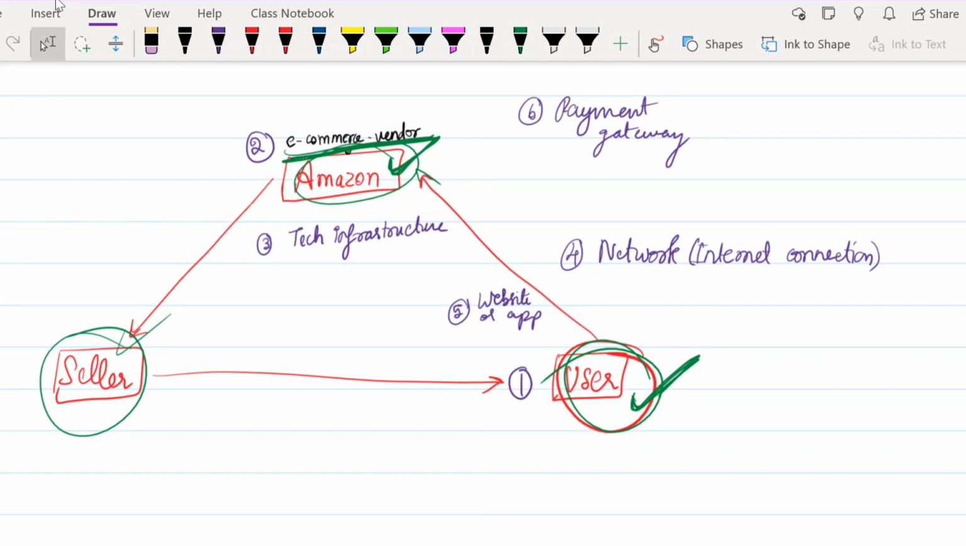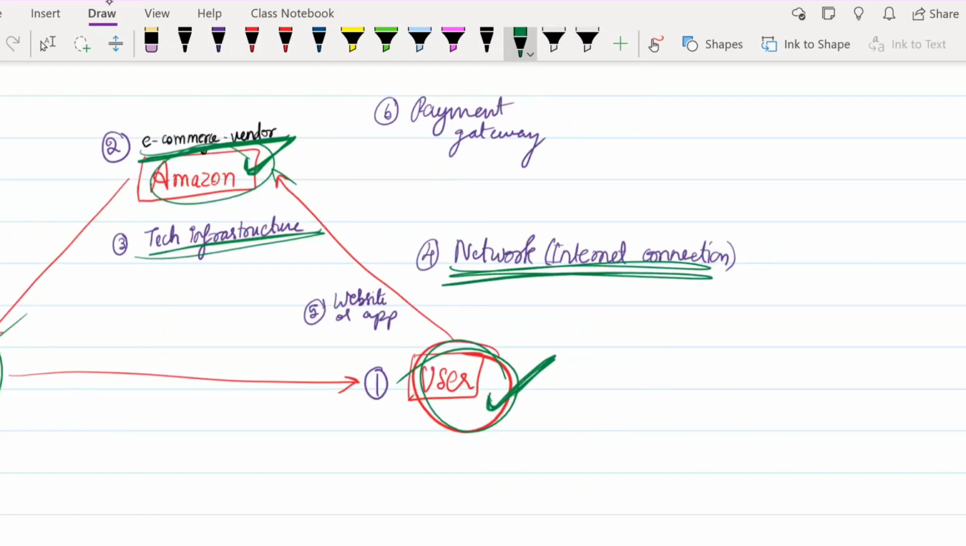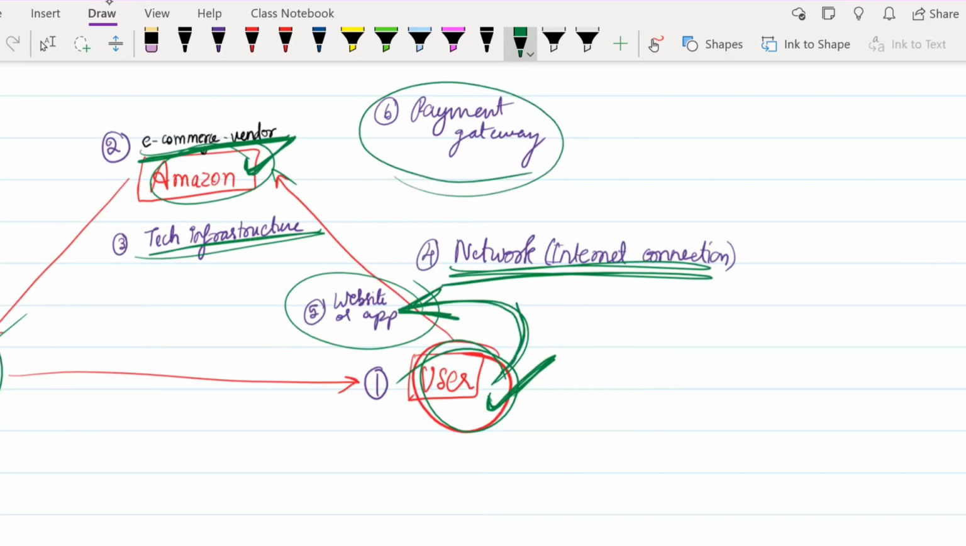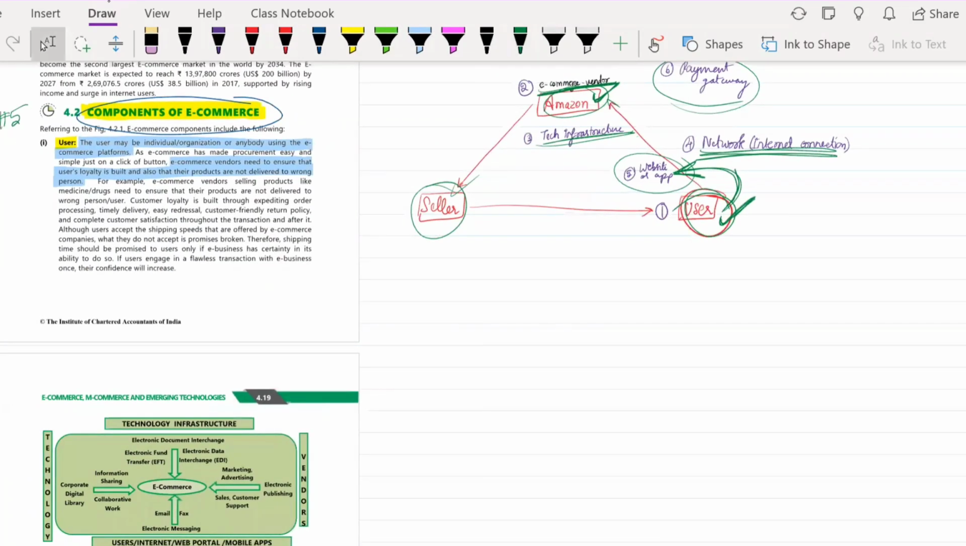Okay, so Amazon is the e-commerce vendor, but where does it sell its products or services? It has a technological infrastructure where it brings all of its products, services, and whatever it's offering, and it uses that for selling. Fourth, you would need an internet connection to make all of this happen. Fifth, you would need a website or application so that the user is able to use it and place an order. Then finally, sixth, you will have a payment gateway, using which you will place the order and make payment for it. So these are the components of e-commerce.